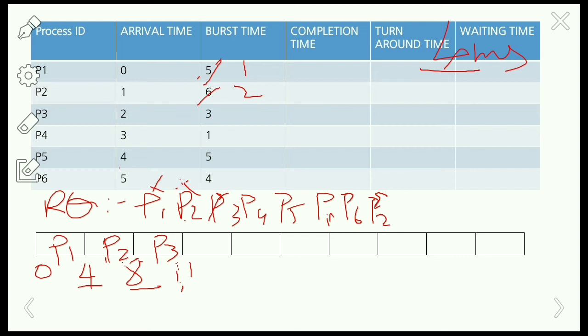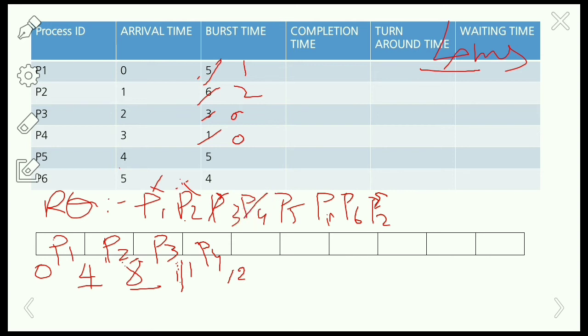Next P4. So that's why we are not placing it at the end of the ready queue tail. P4 will execute for how many units of time? 1. So here it is 0 and here also it will become 0. It will execute for 1 unit of time, so that is 12. P4 has finished the execution.